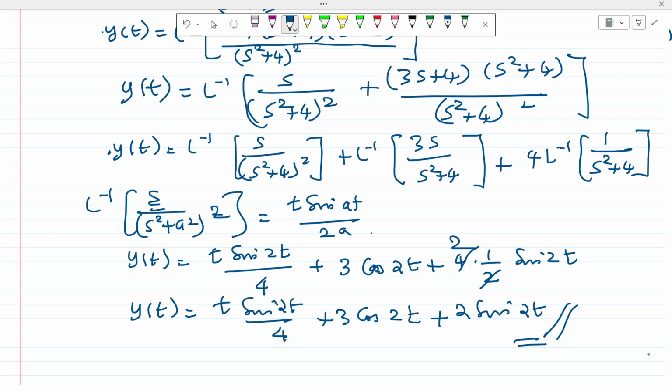As I told you, it is a compulsory problem for the cycle test and university examination. Please practice more problems. I am solving only 3 problems. Few more problems are there.